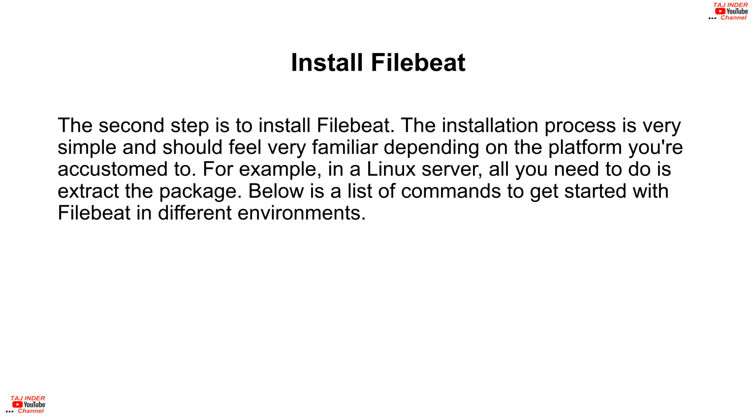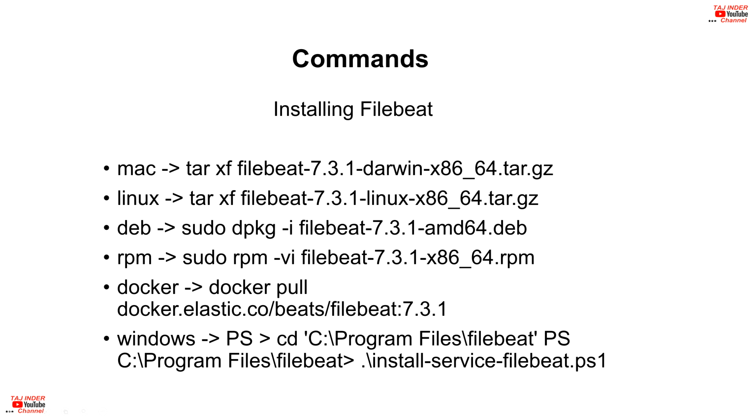Install Filebeat. The second part is to install Filebeat. The installation process is very simple and should feel very familiar depending on the platform you are used to. For example, on a Linux server, all you need to do is extract the package using the commands listed to get started with Filebeat in the different environments. So these are the files for Linux. This is the Linux command to extract your download.